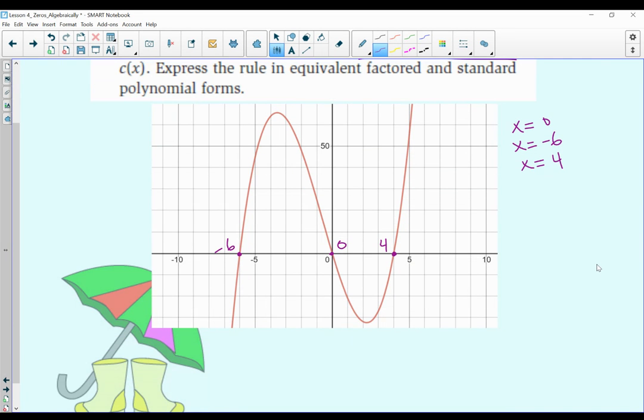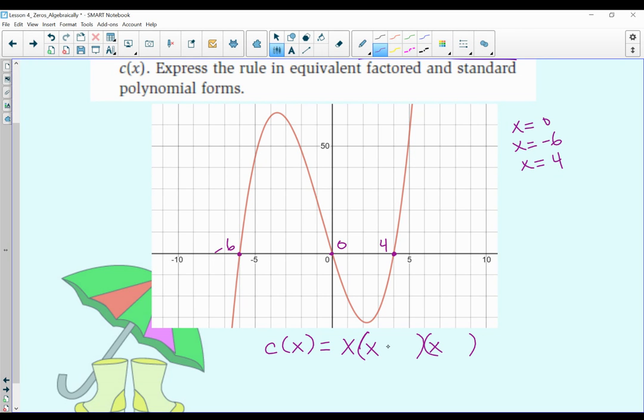Well, how I'm going to start off writing a rule for c of x is I know that because x is 0, I just have an x on the outside. If I set x equal to 0, it's 0. So that's where x is coming from. And the others, I know are going to end up being two binomials. And when I put them inside, the sign is just going to switch.